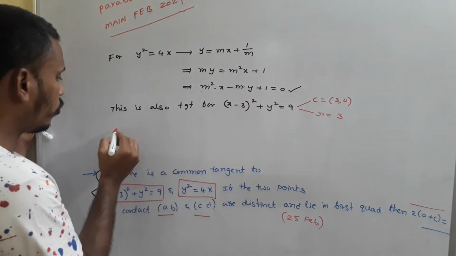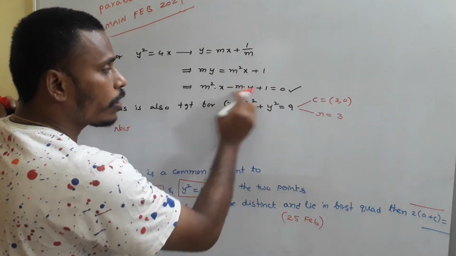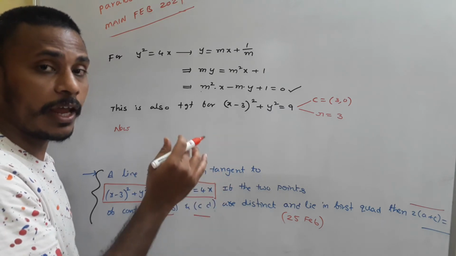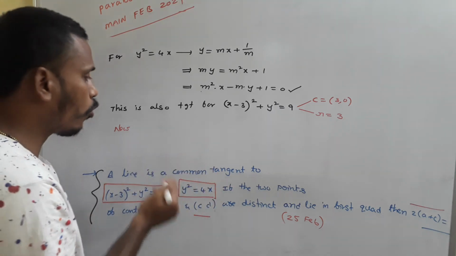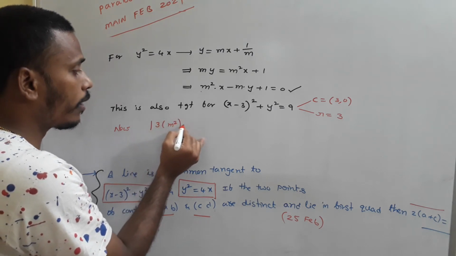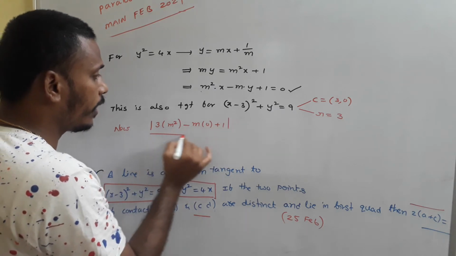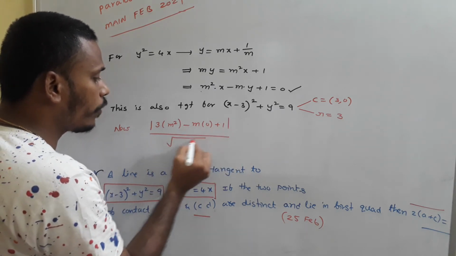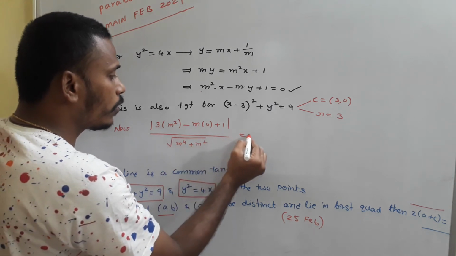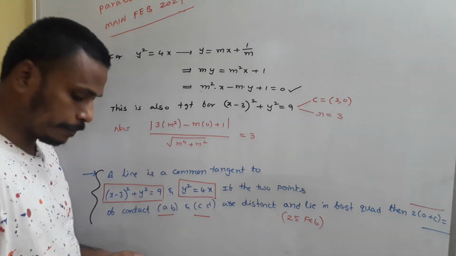Now the distance from the center (3, 0) to the line. The distance from the center to a line is equal to the radius; only then does the line act like a tangent. So |3m² − m·0 + 1| divided by the root of the x coefficient squared, that is m⁴, plus the y coefficient squared, m², is equal to the radius 3. Solve this to get the value of m.